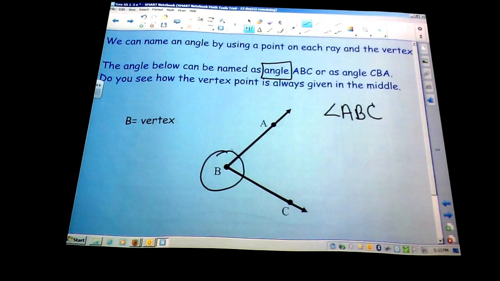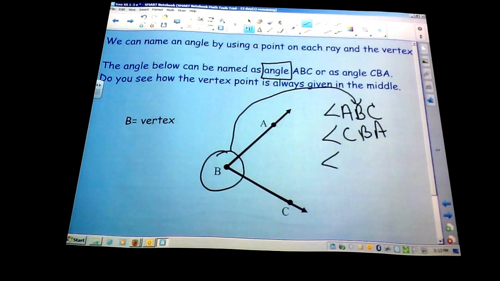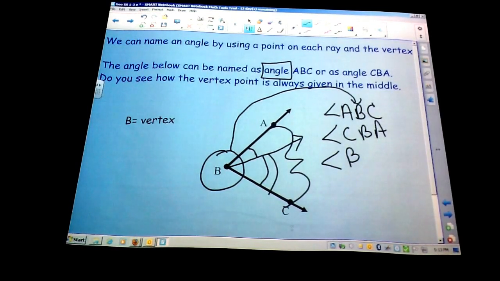Keep in mind that I use the vertex in the middle of the two sides points. Or I could name it angle CBA. Now technically I could just call it angle B, but if there was more than one drawing in this diagram, then just calling it angle B, I wouldn't know if it meant this angle, or this angle, or the entire angle. So probably one of these two best ways, and not just angle B, would be the most appropriate.